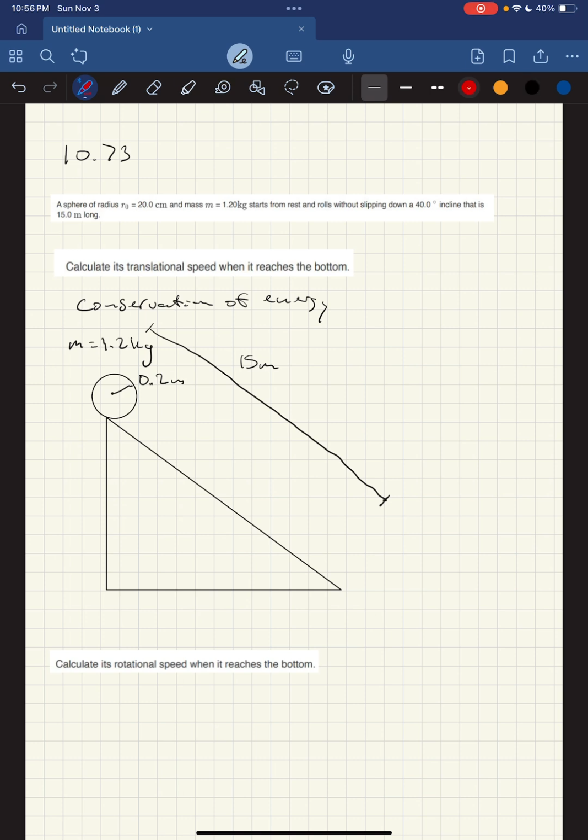Up here at the top of the incline, there's only potential energy. But down here, at its final position, it will have both rotational and translational kinetic energies.